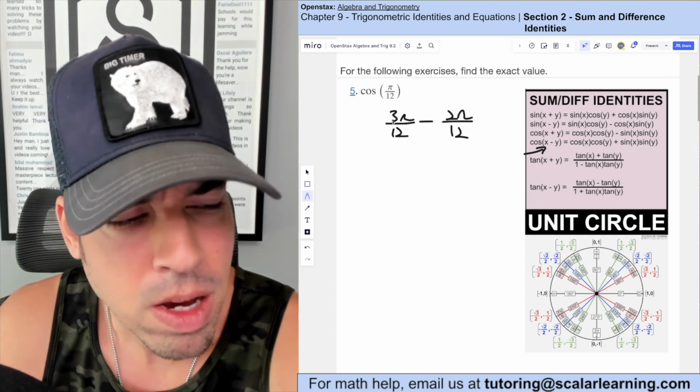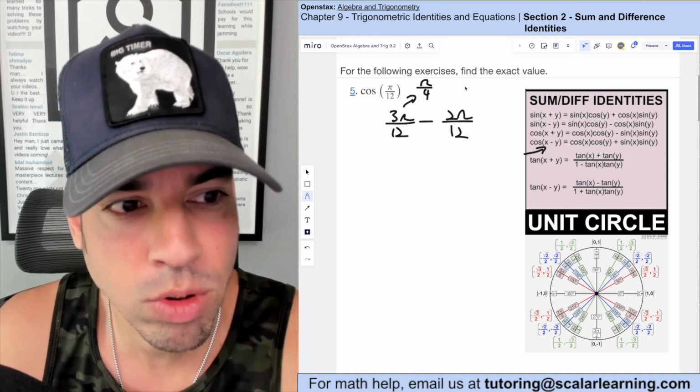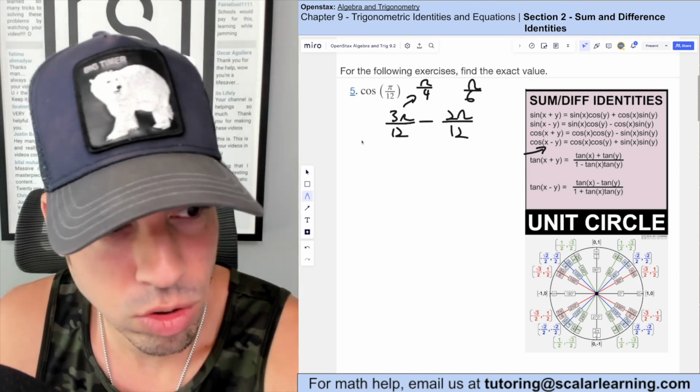Okay, why does that matter? Because 3 pi 12ths is actually pi 4ths. That's on the unit circle. 2 pi 12ths is pi 6ths. That's also on the unit circle. So check this out.